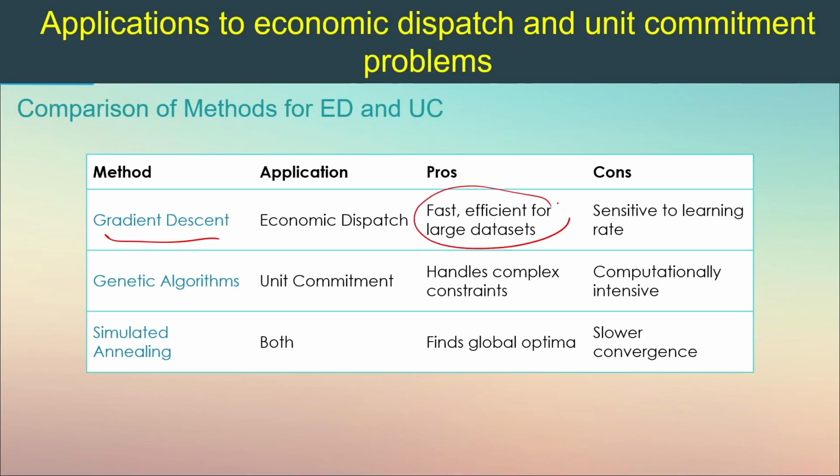The fundamental difference between these methods is that with gradient descent, you can always feel that it is fast and efficient, but it is sensitive to the learning rate. With genetic algorithms, you can solve complex problems even if the constraints are complex. Likewise, for other algorithms, you will find these kinds of experiences when you develop code in MATLAB or Python to solve these problems, either using the gradient descent method or a non-gradient based method like genetic algorithm and simulated annealing.